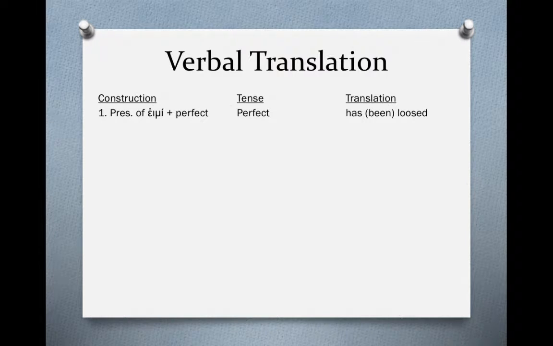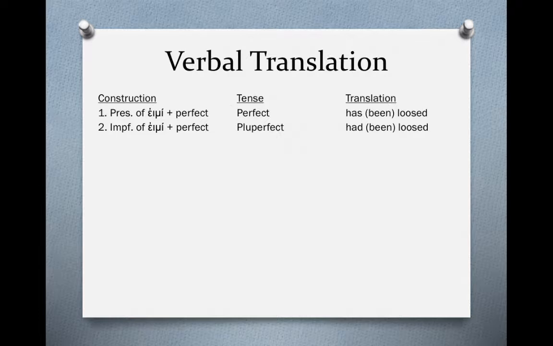So if there's a construction where we have a present form of eimi, I don't know if you'll remember the paradigm, but we've got eimi, estin, esmen, este, and eisin. Well, if there's a present form of eimi like that with a perfect participle, the basic translation would just be as a perfect tense verb. Let's just say it's third person singular: he has been loosed. That's the translation of a perfect verb. And practically speaking, this construction is a perfect construction, has been loosed.